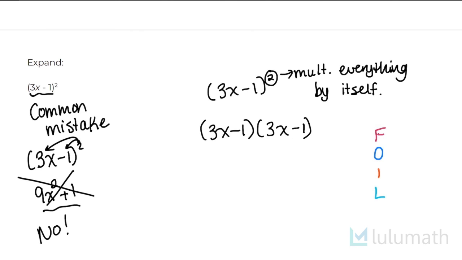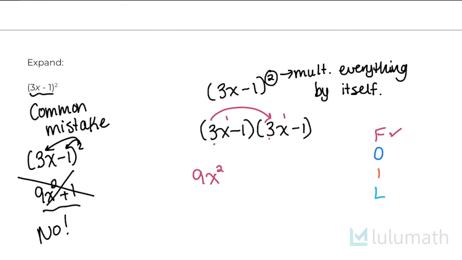So F stands for first. So the first term in my first binomial is 3x, and the first term in my second binomial is also 3x. So 3x times 3x, 3 times 3 is 9, and x to the power of 1 times x to the power of 1 is x to the power of 2. So I finished the first.